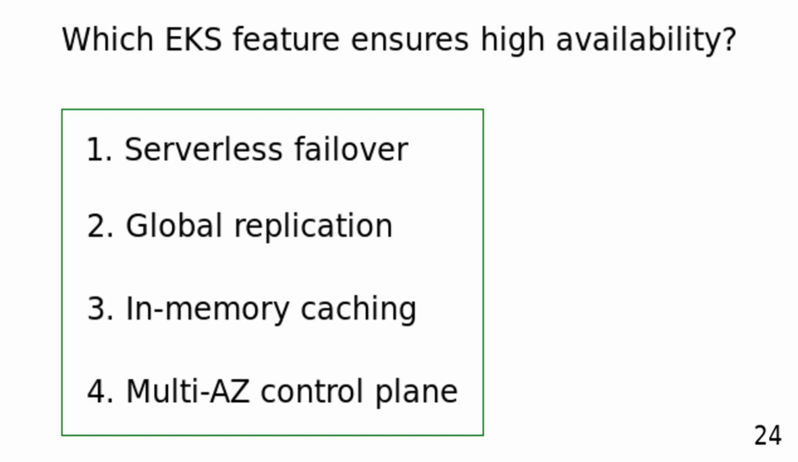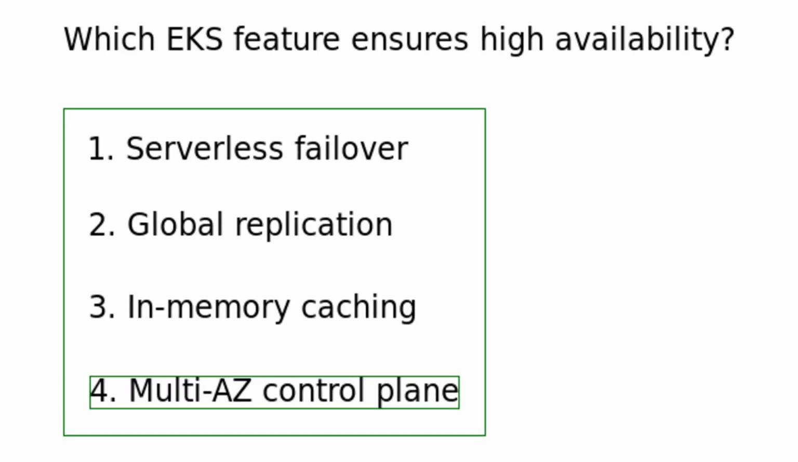Which EKS feature ensures high availability? Serverless failover. Global replication. In-memory caching. Multi-AZ control plane. EKS automatically runs and manages your Kubernetes control plane across multiple AWS availability zones for high availability.